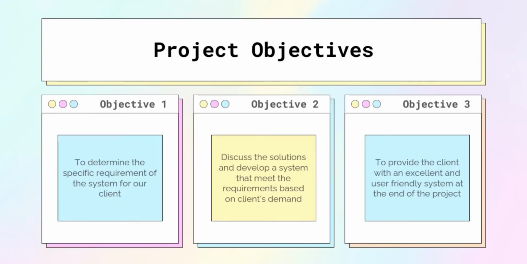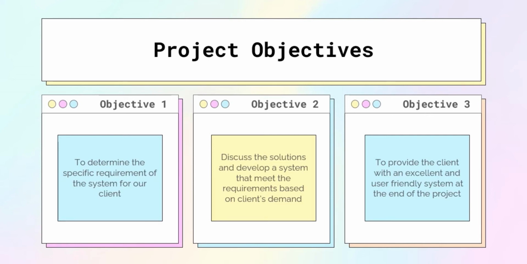For our project objective, our group has discussed all the problems that the Sakura College Representative Council encountered and has come up with an answer, which is to build a web-based management framework named mySakura. The objectives in this project are as follows. The first one is to determine the specific requirements of the system for our client.